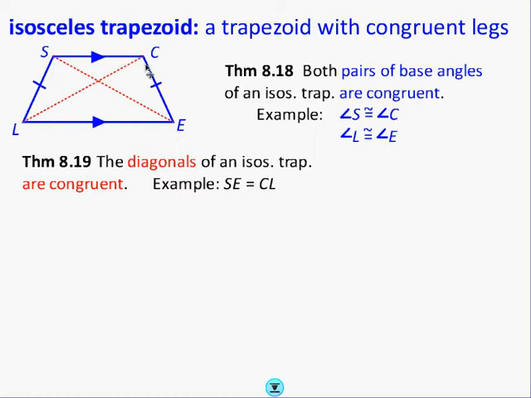Angle S and angle C are both obtuse angles, and as it turns out, they're actually exactly the same size. The same is true also of E and L, which in this case are obviously acute angles. You must be careful when encountering a trapezoid not to assume that it is isosceles, even if it looks to be isosceles. You must always either prove it yourself, or you must be given the information.